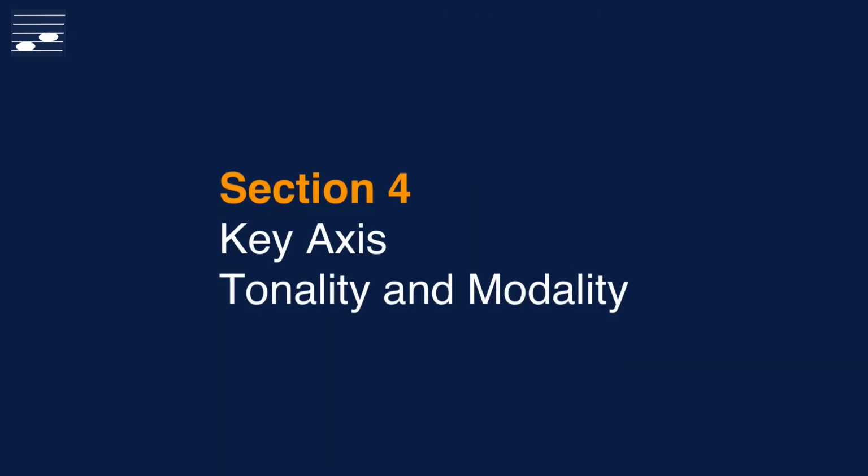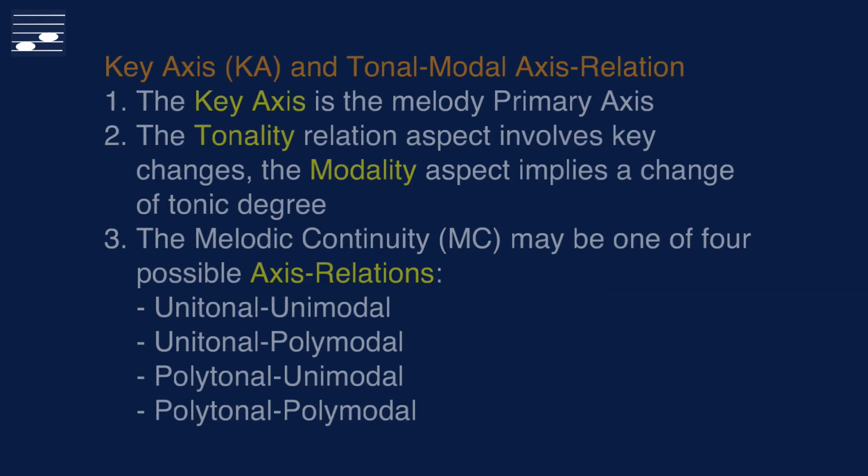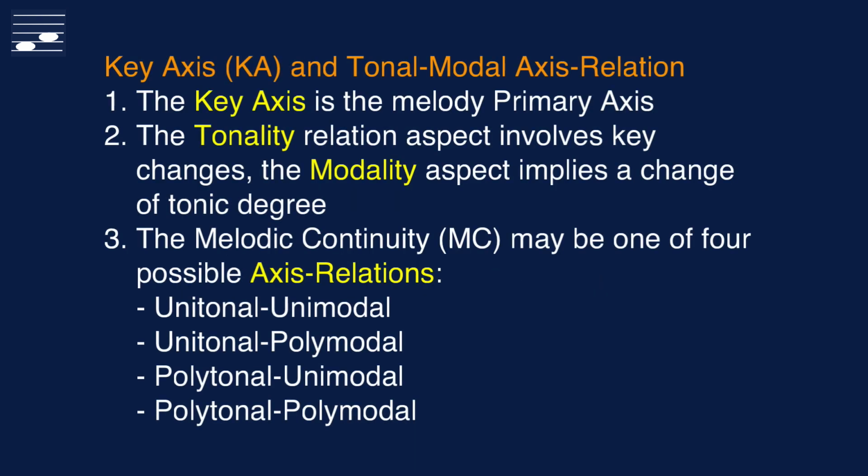Let's move on to the next aspect, the key axis, and, more importantly, the possible axis relations. To be honest, I find the Schillinger system definitions of root degree, tonic degree, primary axis versus key axis somewhat confusing. There is a single line definition of the key axis, without much explanation.